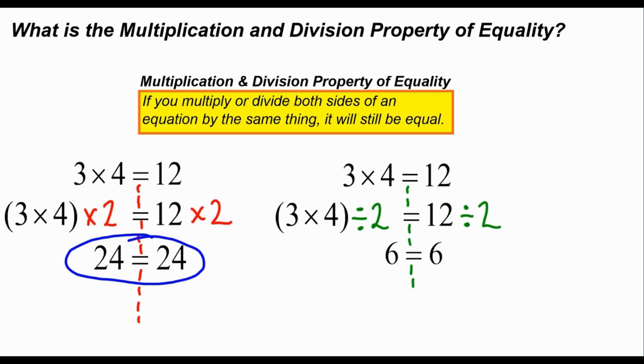And then likewise with division, 3 times 4 equals 12. I started with the same thing, and here I divided both sides by 2, just because it's easy to divide by 2. And 3 times 4 divided by 2 is 6, and 12 divided by 2 is 6. So again, you can see if I divide both sides of an equation by the same thing, I'm still going to have a true statement. I'm still going to have a true equation.